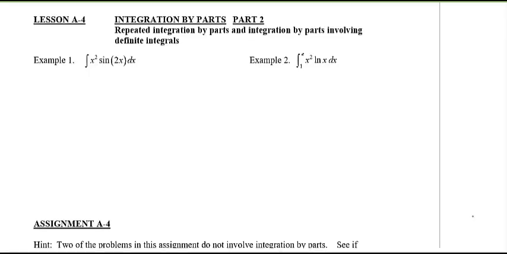So welcome back to the fourth lesson of our appendix here. We're going to continue on with the topic of integration by parts. This will be part 2, where we deal with repeated integration by parts. You're like, what? We got to do it again? Yes, you do. And also integration by parts involving definite integrals. And that's example number 2.